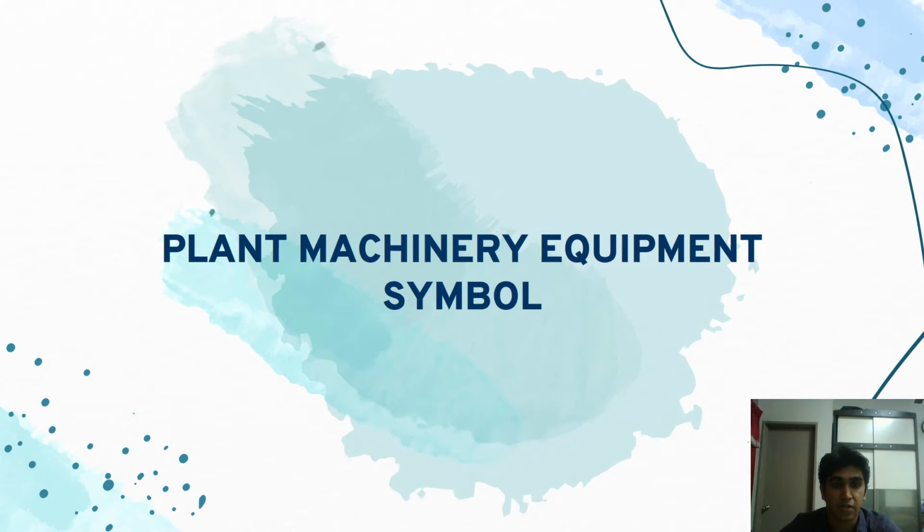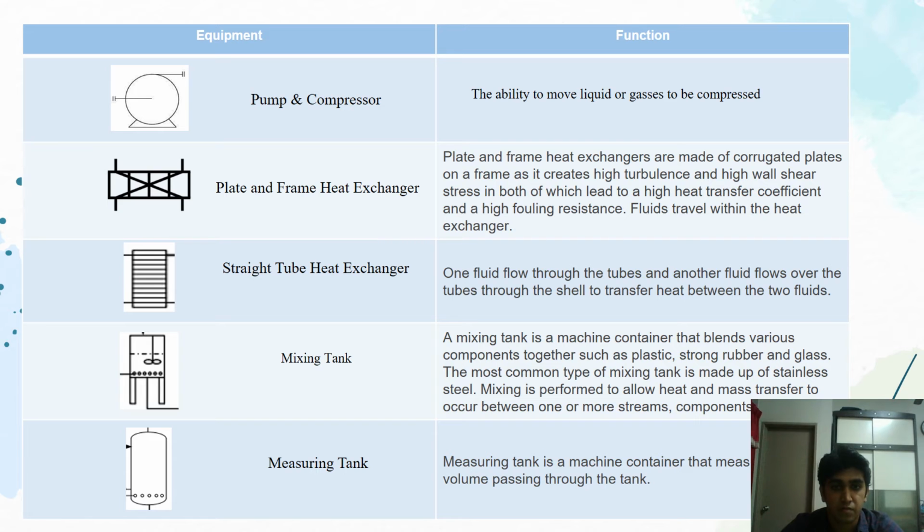The next one will be the plant machinery equipment symbols. Basically, there are 9 plant machinery symbols that exist in the instrumentation P&ID. We have classified them into a table with the equipment on the left and the function of the equipment on the right. The first one, pump and compressor, has the ability to move liquid or compress gases.